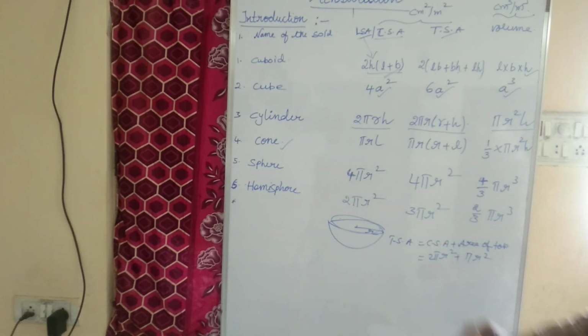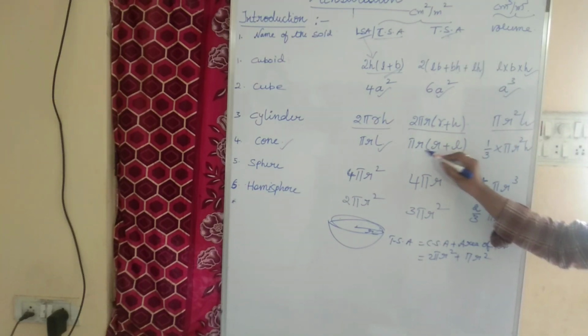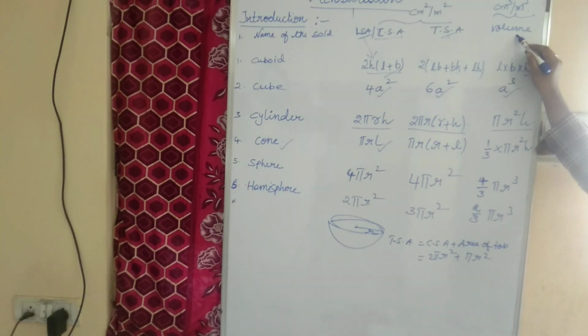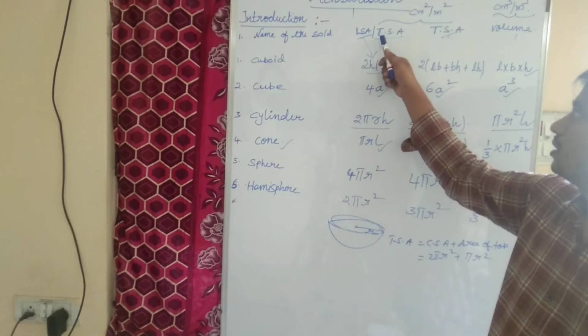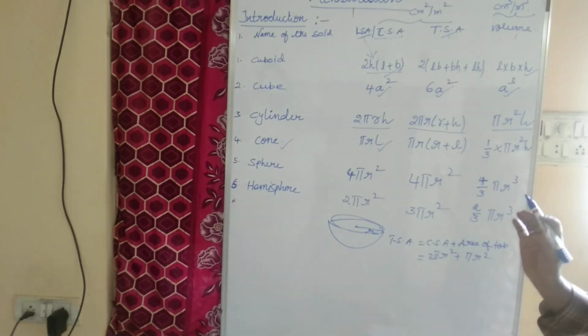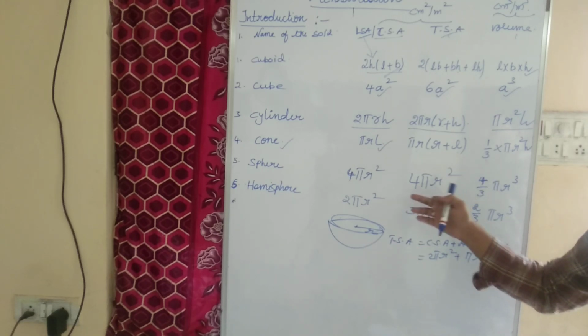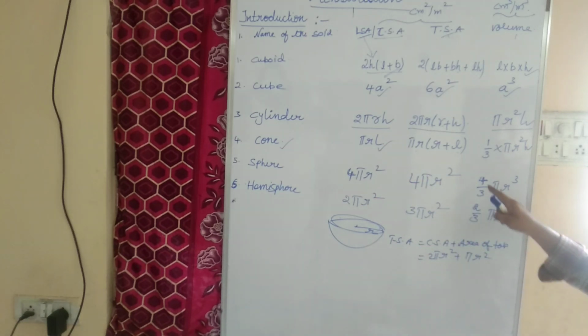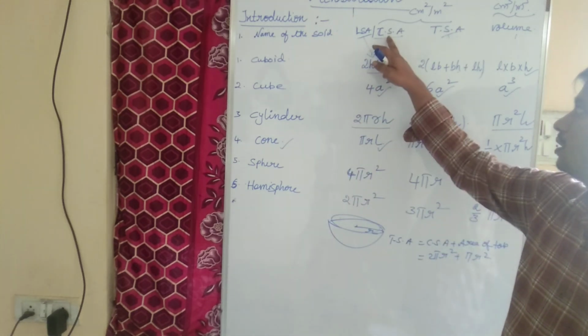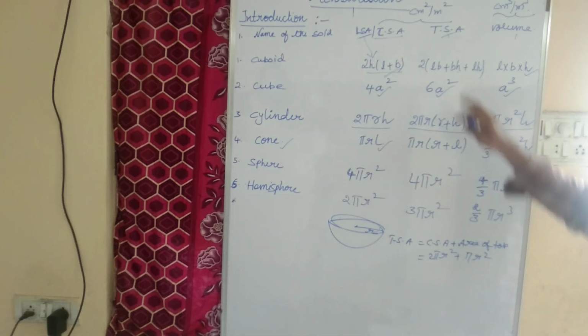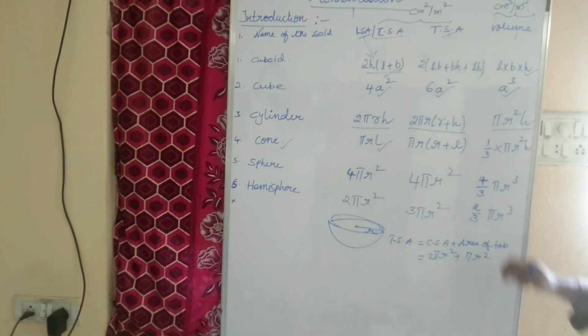Coming to cone, curved surface area is pi rl, total surface area is pi r into r plus l, and the volume is 1 by 3 pi r square h. Sphere, curved surface area is 4 pi r square. We call it surface area. LSA and TSA are both the same, that is 4 pi r square. Volume is 4 by 3 pi r cube. Coming to hemisphere, curved surface area is 2 pi r square, total surface area is 3 pi r square, and the volume is 2 by 3 pi r cube.